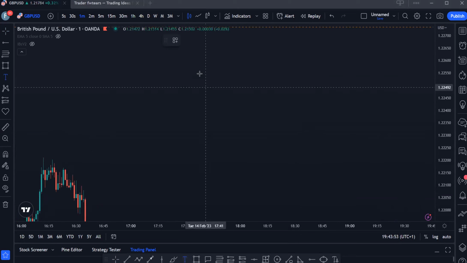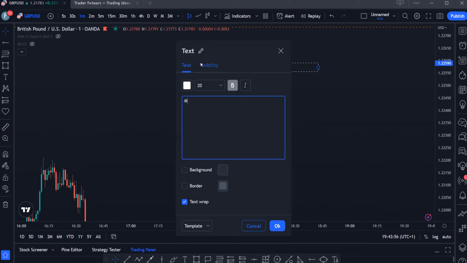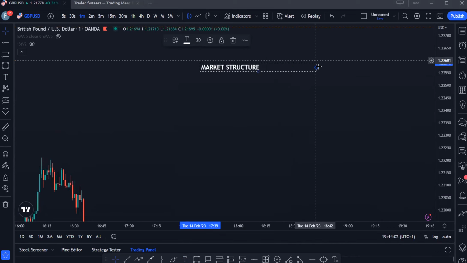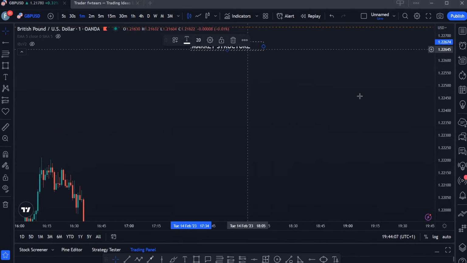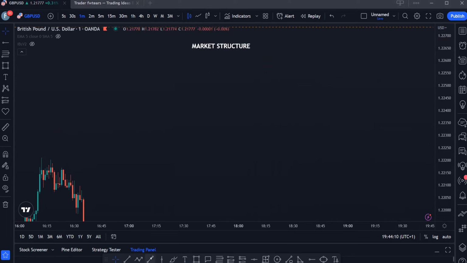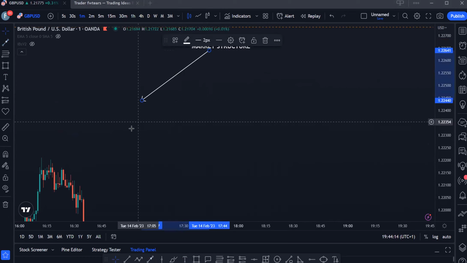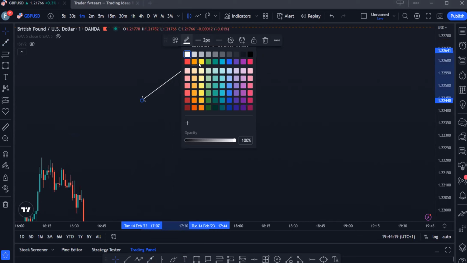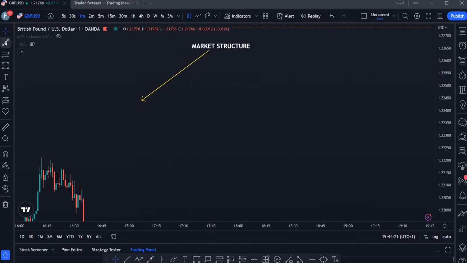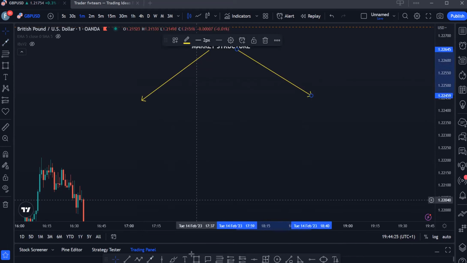So let's talk about market structure. Now, in this beginners class, market structure is quite wide, but for beginners class, I want to talk about just 2 aspects of market structure. All right, I'm going to talk about 2 aspects of market structure.